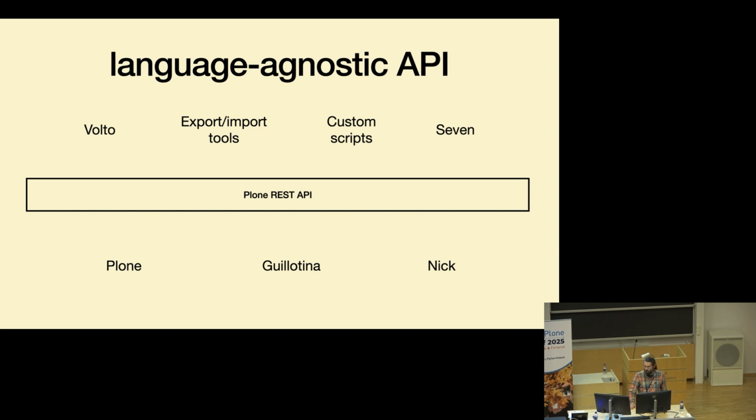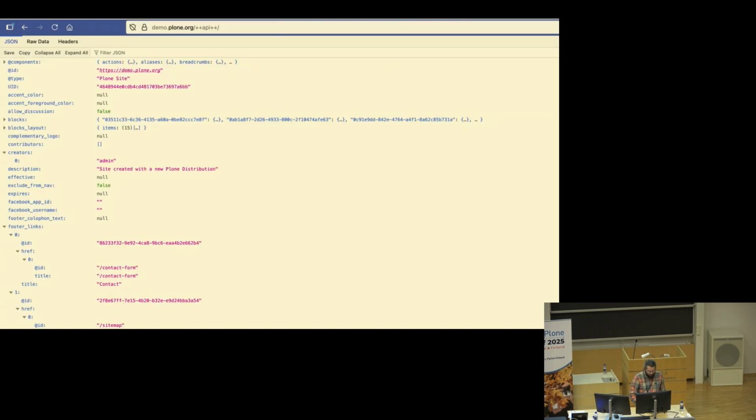And then on the back end, we of course have Plone itself, which has the package plone.restapi, but then we also have other implementations of the same API. Guillotino is one, Nick, which is Rob Giedema's project, is another. And the thing that makes this work is that they're all speaking this same language. And that representation is JSON. This is just an example here, all the different fields on a content type. It has the ID, which gives the location and the type and everything else.